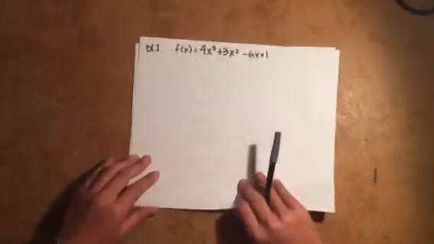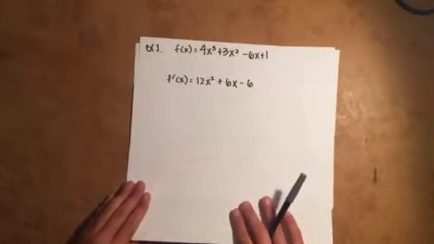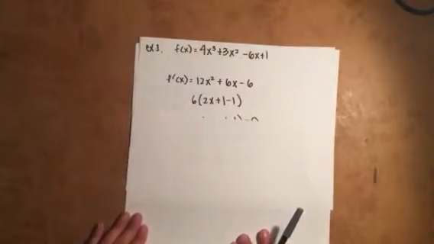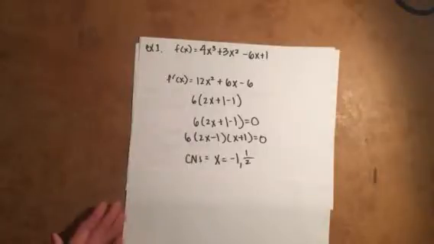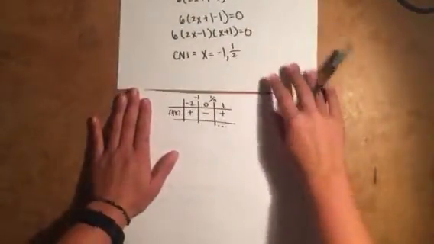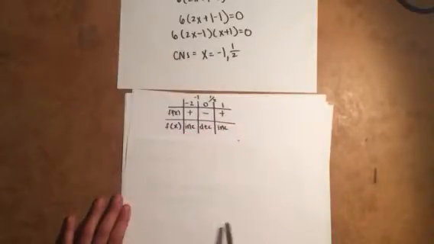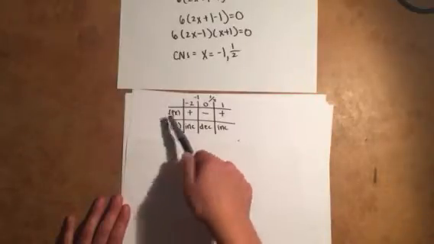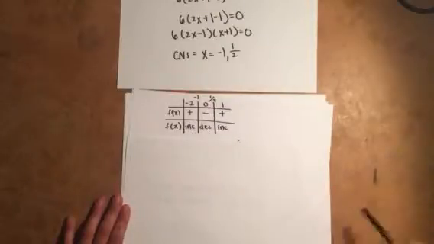So here's our example. Here's our function, and first what we want to do is find the derivative. After we find the derivative, we set it equal to 0 in order to find the critical numbers, which in this case are -1 and 1/2. Then, with these critical numbers, we want to create a table. With this table, we'll be able to see the first derivative where it's positive and negative, and therefore where the function is increasing and decreasing.